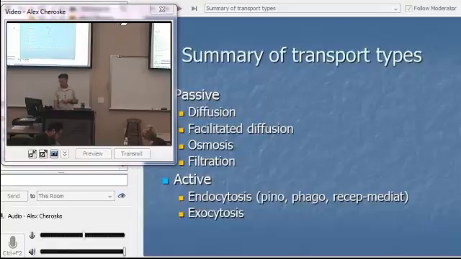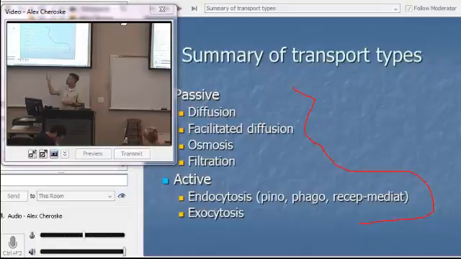Okay, so this slide here just goes through and lists all the different types of membrane transport that we went through. So you need to know the different examples and what they mean. Like diffusion, what's diffusion, stuff like that. You should know whether it's passive or active, and whether it's assisted or not, things like that.